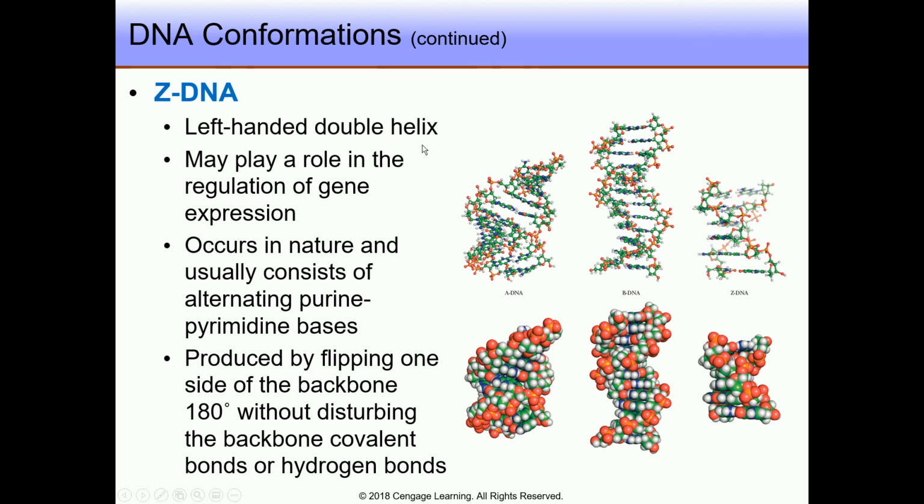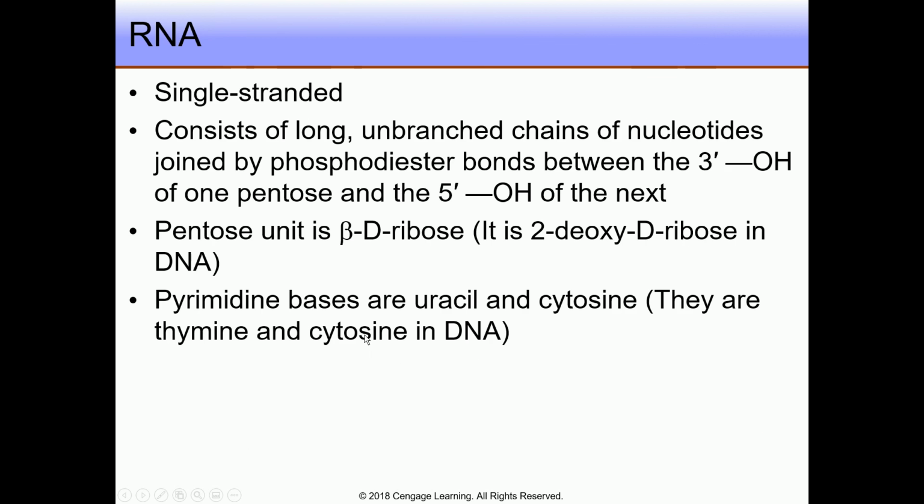And Z DNA is left-handed DNA. It's a left-handed double helix. So here they are shown. This is A type, B type, and Z type. This is left-handed, and these both are right-handed. Z DNA is a left-handed double helix, and it plays a role in gene expression. It usually consists of alternating purines and pyrimidine bases.